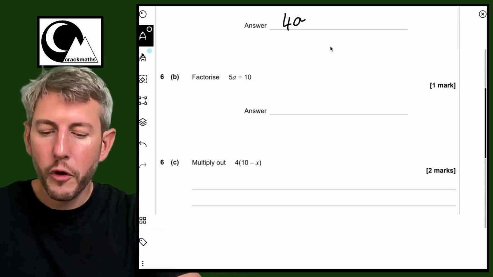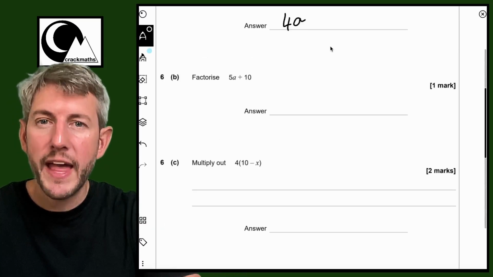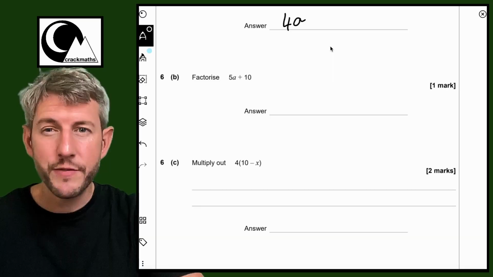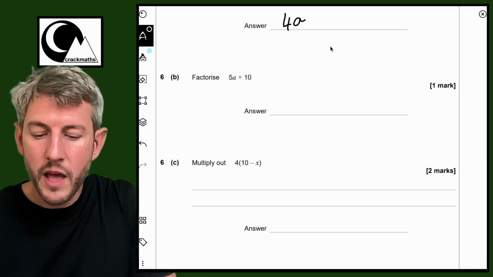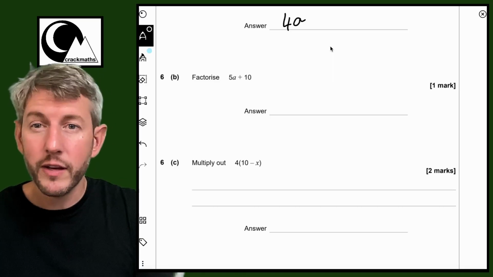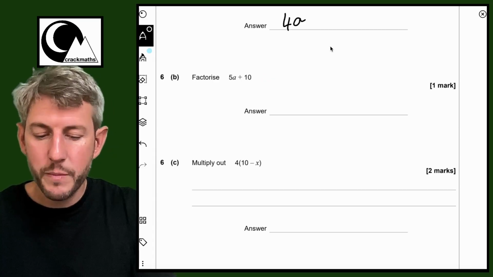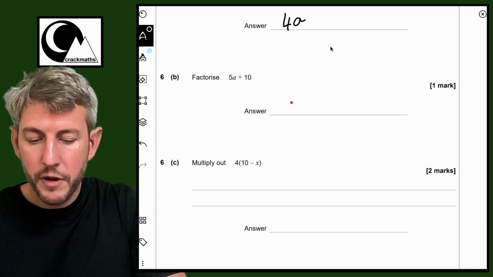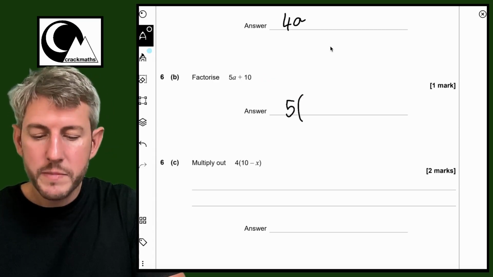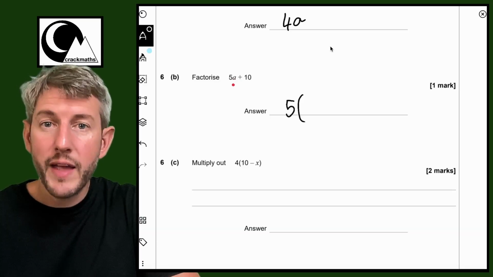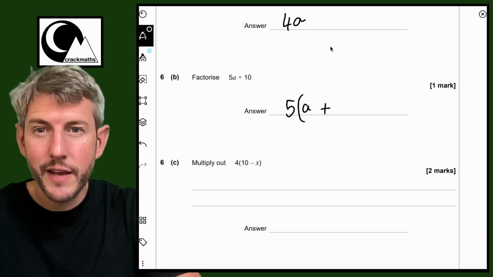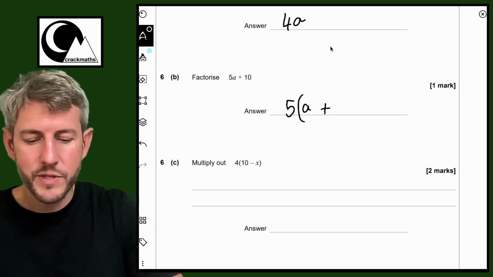The next one, we've got factorise 5A plus 10. Factorise means find the factors. So there's numerical factors here, and I can see that both of these numbers can be divided by 5. So I'm going to think about this as being 5 times something. To get 5A, we need 5 times A. To get 10, we need 5 times 2. So I'll put that here.